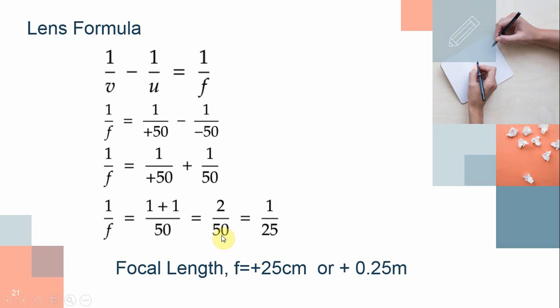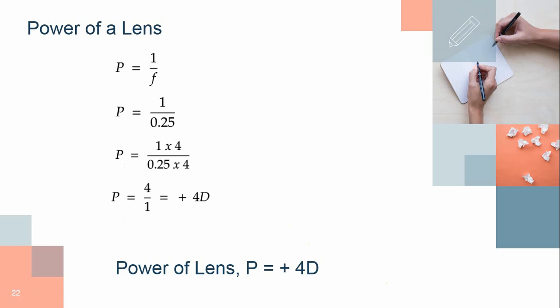to 2 by 50. So we can easily cross out, 1 by 25. 1 by f is equal to 1 by 25. So take the reciprocal. f is equal to plus 25 or plus 0.25 meter. Then we find the power of a lens.